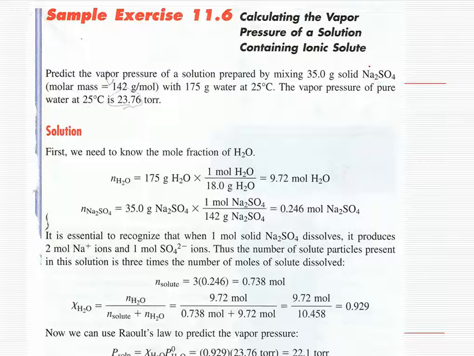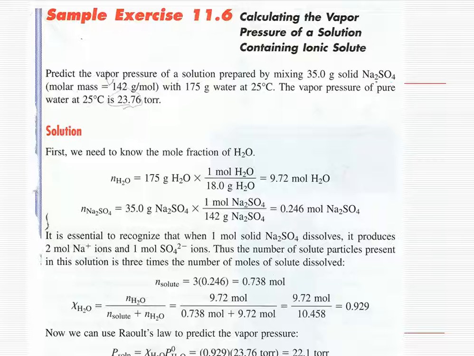When we drop sodium sulfate into the water, that's a soluble salt. It's going to dissolve and dissociate. And for every 1 formula unit of these that we place in the water, we actually get 3 particles. We get 2 sodium ions and 1 sulfate ion.